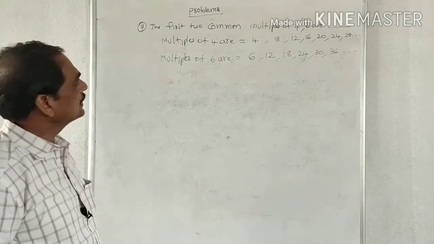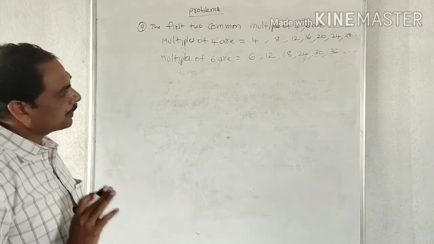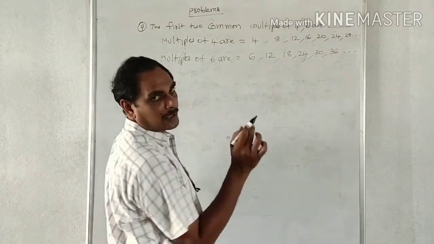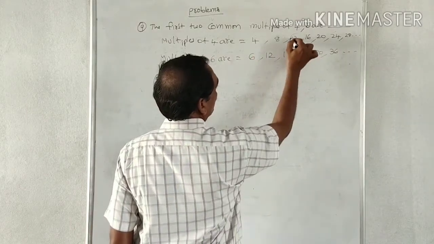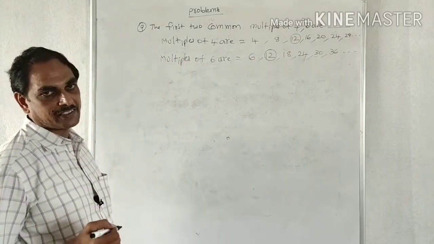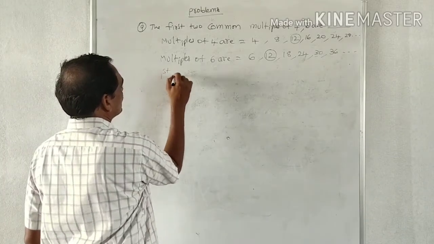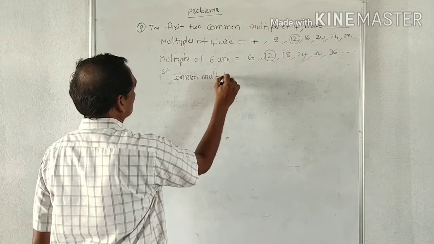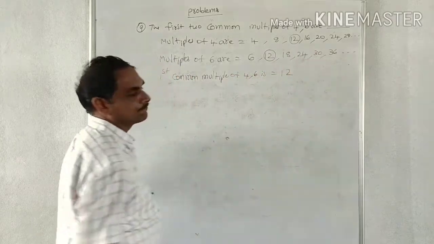Now by observing the multiples of 4 and the multiples of 6, we can easily find the common multiples of 4, 6. So here, what is the first common multiple of 4, 6? By observing these numbers, we can easily find 12 is the first common multiple of 4, 6. So, the first common multiple of 4, 6 is equal to 12.